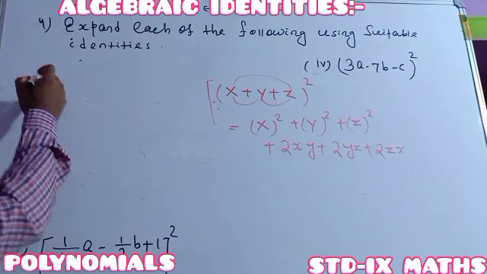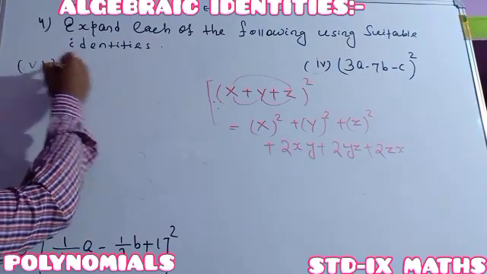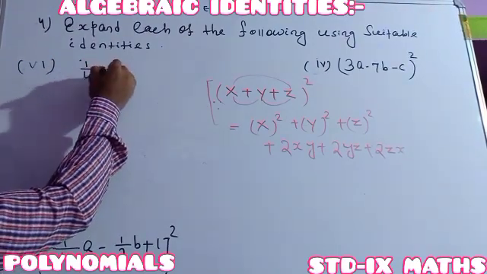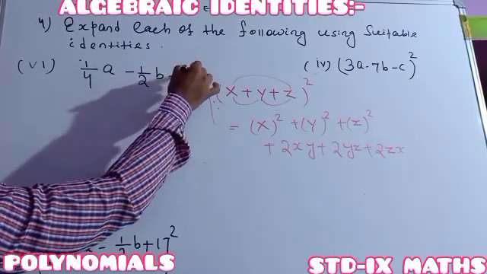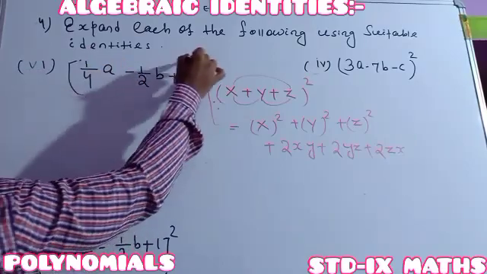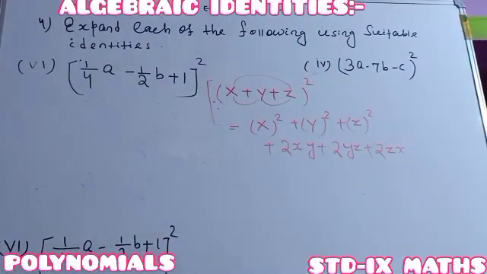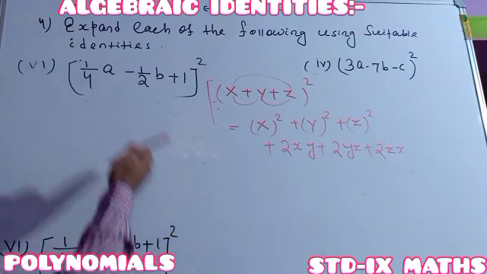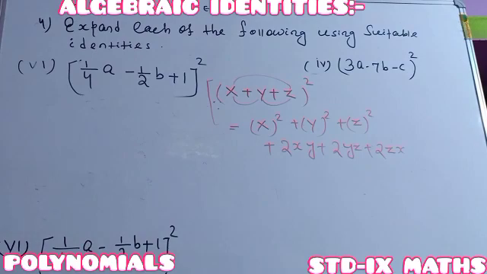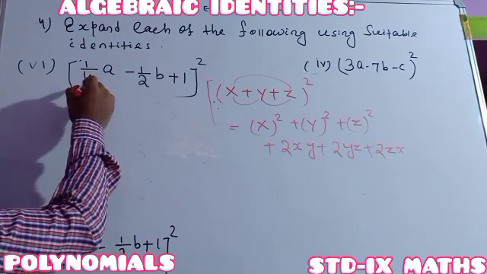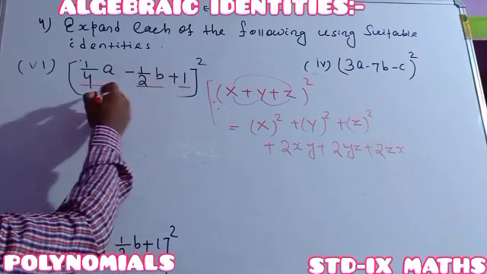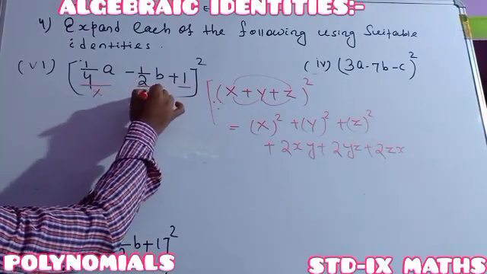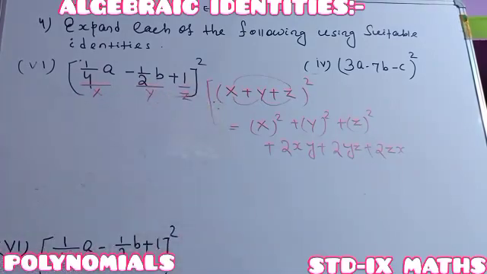See, once again I am repeating question number VI. The question is (1/(4a) minus 1/(2b) plus 1) whole square. It is also in the same way we have to proceed. So I am writing question number VI, then once again the same question I am doing. See, this one is total how many terms? 1 term, 2 terms and 3 terms. So three terms squared, it is in the form of (x + y + z) whole square.